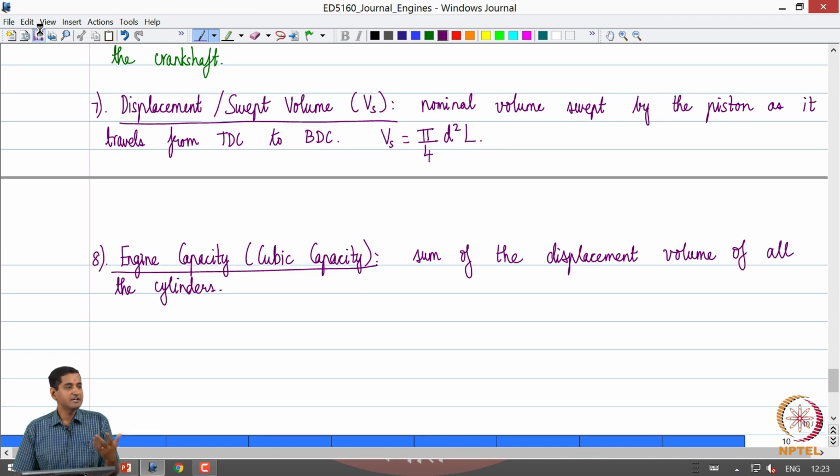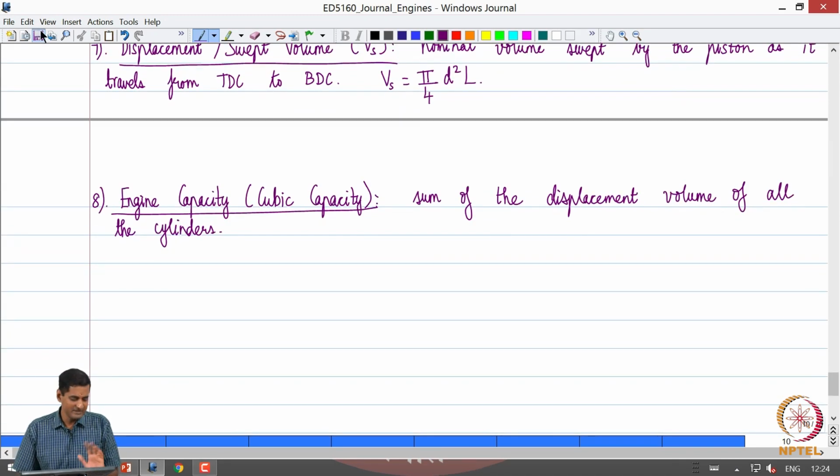So, let us say I have an engine in a car with a capacity of 1.2 liters and that is a 4-cylinder engine. I can pretty much say on an average, the displacement volume of each cylinder is going to be 300 cc, that is 1200 cc divided by 4 cylinders. On an average, the nominal displacement volume is going to be 300 cc. Okay. That's the number which we encounter when we look at engine specifications.